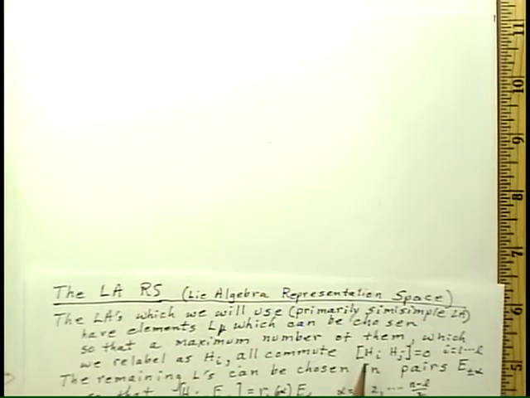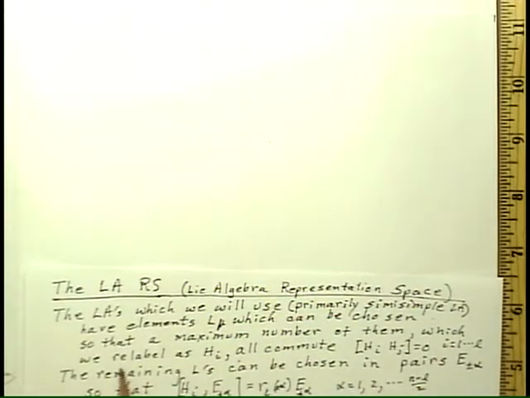The Lie algebras which we will use, primarily semi-simple Lie algebras as we find, will have elements L mu, which can be chosen so that a maximum number of them, which we relabel as the HIs, all commute with one another. HI, HJ is equal to 0.